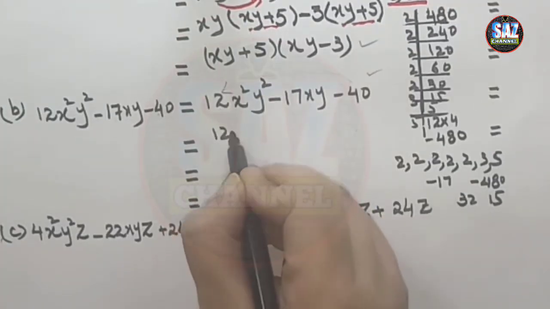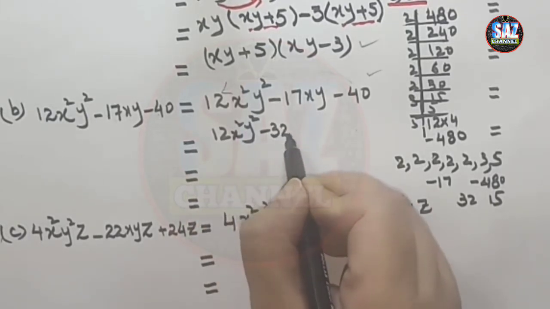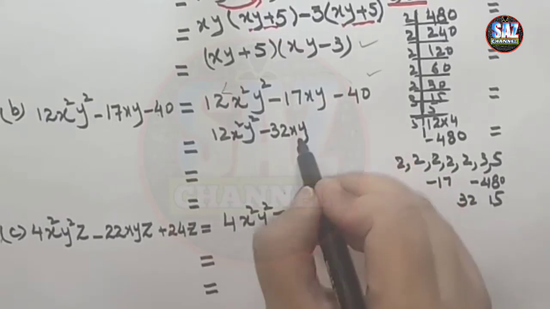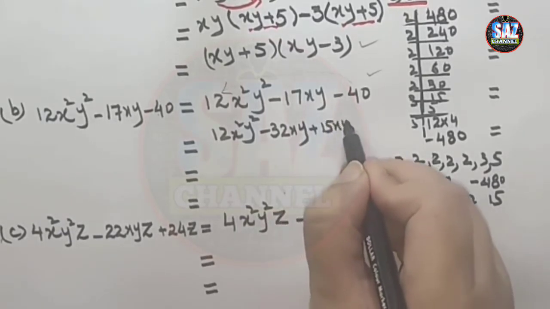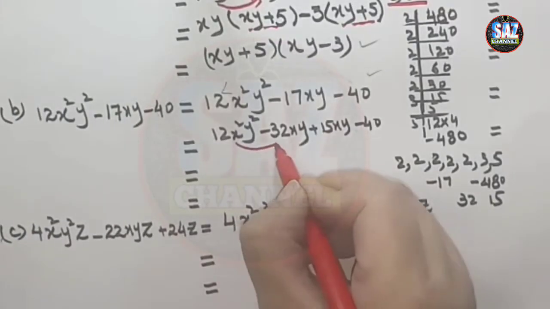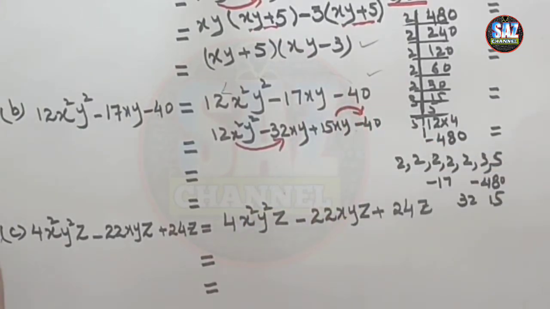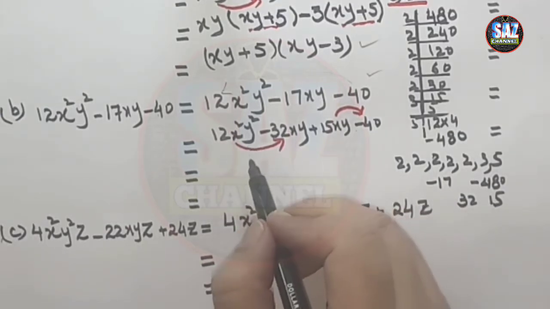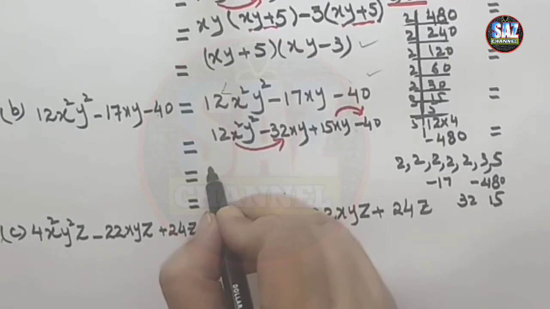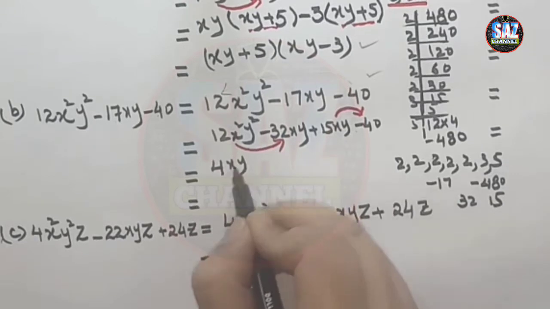This will become 12 x squared y squared minus 32xy plus 15xy minus 40. Now the question has been divided into 4 terms. Make the groups of like terms and extract something common. Like from the first group, 12 and 32, what can be taken as a common factor? I hope 4 is the suitable factor that can be taken from the numbers, and from the letters, xy. So 4xy.